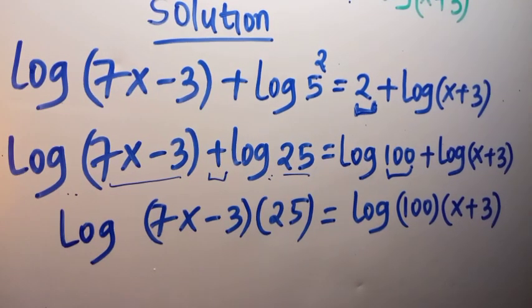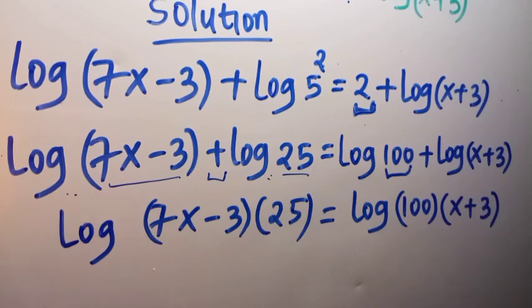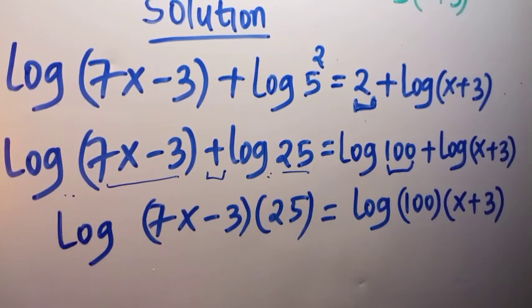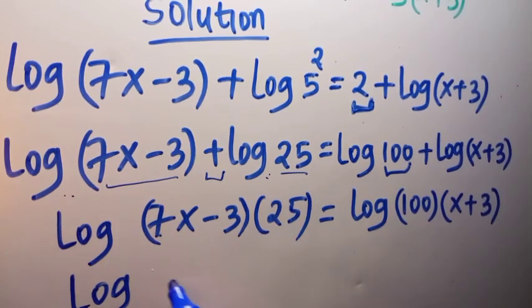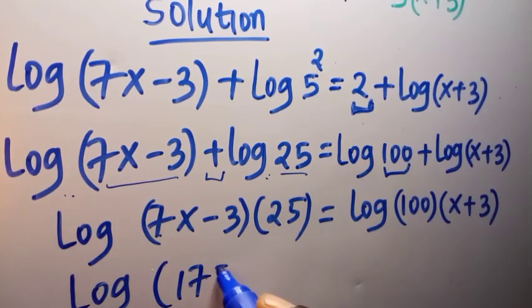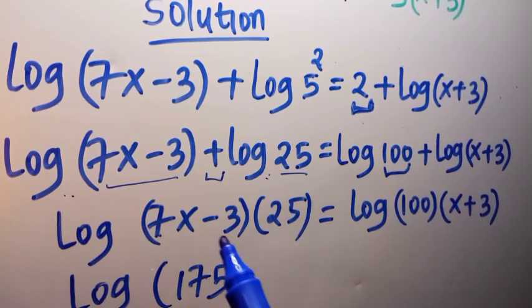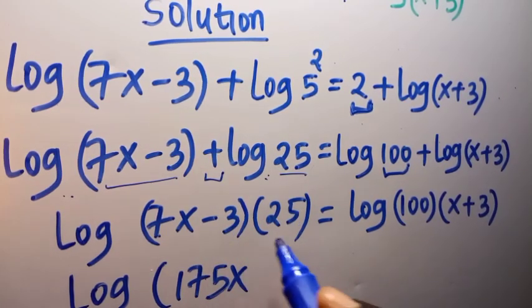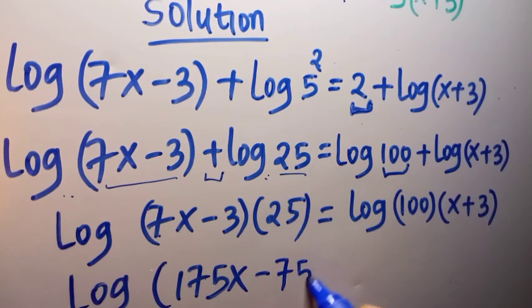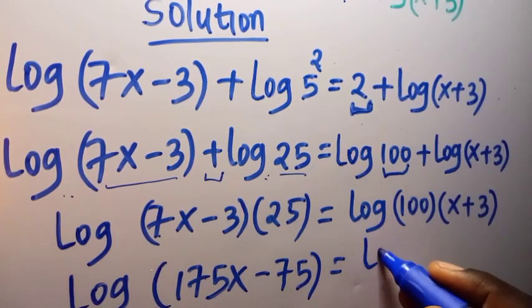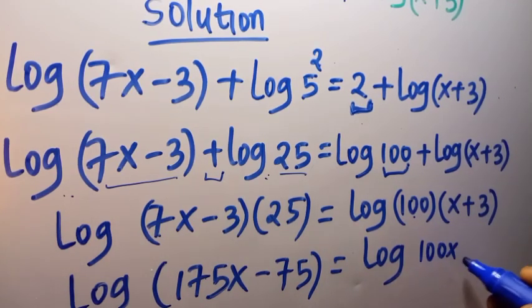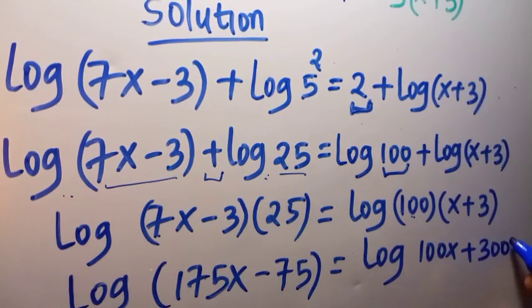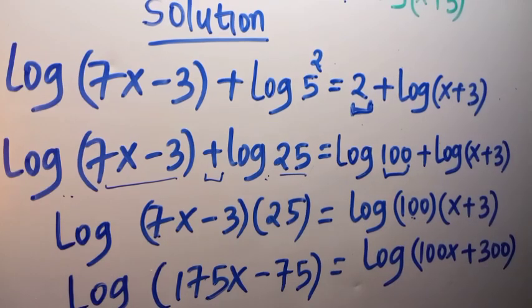Now from there, we shall have to open the bracket. And therefore, we shall have the logarithm of 7x times 25, it will be 175x. Then negative 3 times 25, it will be negative 75, equals to the logarithm of, this is 100 times x, it will be 100x, then 100 times positive 3, it will be positive 300. Then we have it that way.